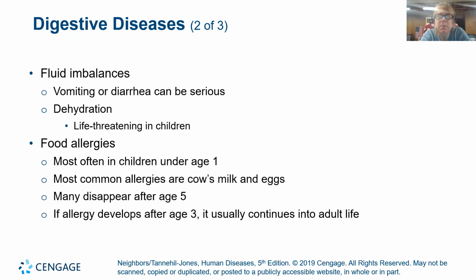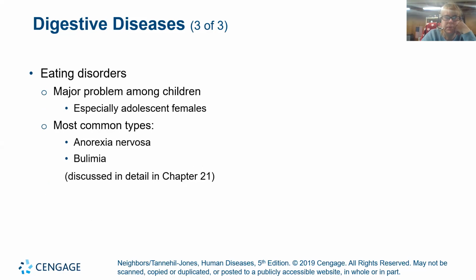Food allergies most often start to occur under the age of 1. The most common allergies are to cow's milk and eggs. Many of the food allergies disappear after the age of 5. The rule of thumb is if a food allergy develops after the age of 3, it usually continues into adult life. So that area between the ages of 3 and 5, you're seeing if many of the food allergies that they had when they were an infant and toddler are going away, and are they developing new ones.